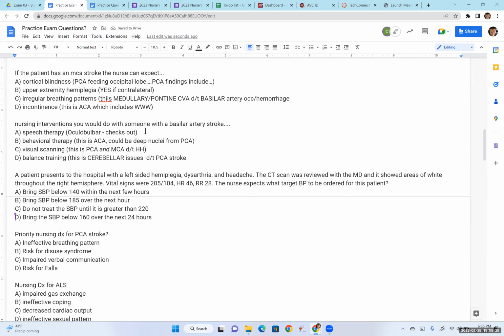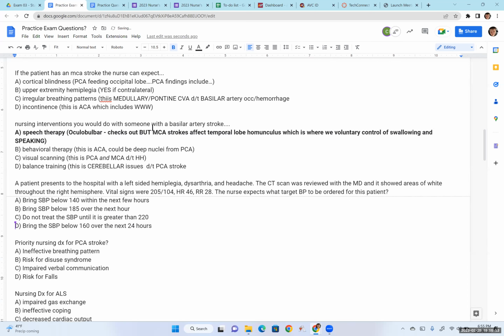Speech therapy, right? Speech therapy you'd also do for basilar artery. Hold on, let's add this: ocular bulbar checks out, but right? MCA strokes affect temporal lobe, right? Temporal lobe homunculus, which is where we have voluntary control, right? Of swallowing and speaking, right? So yes, it's ocular bulbar. So yeah, that could be basilar artery, but it also could be MCA.